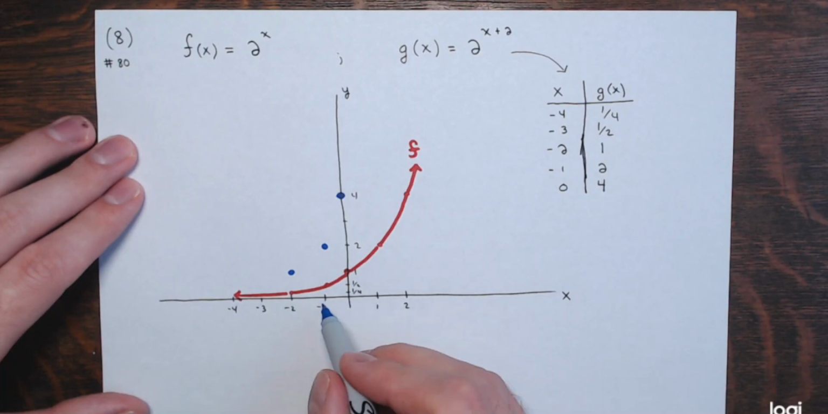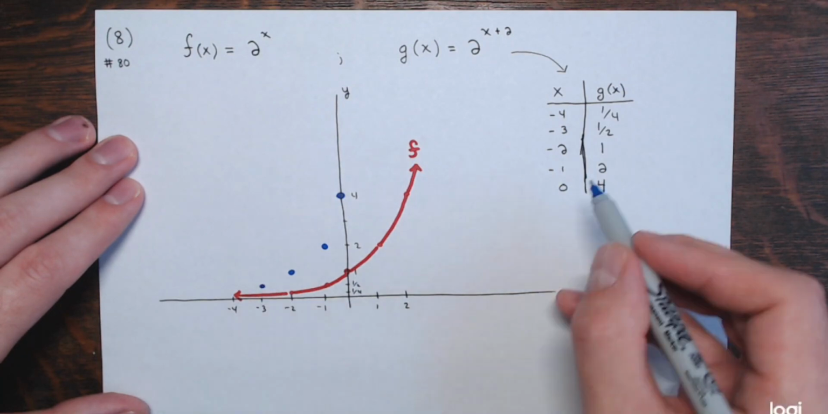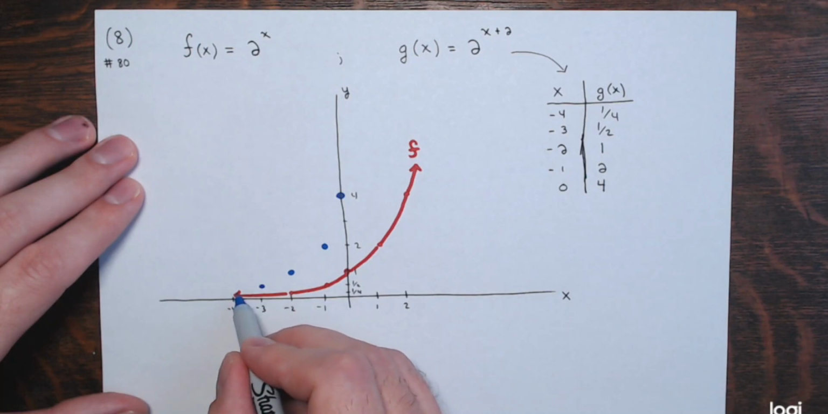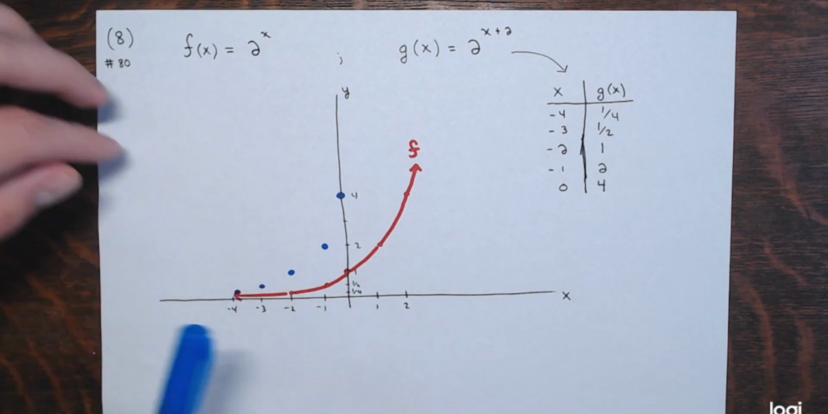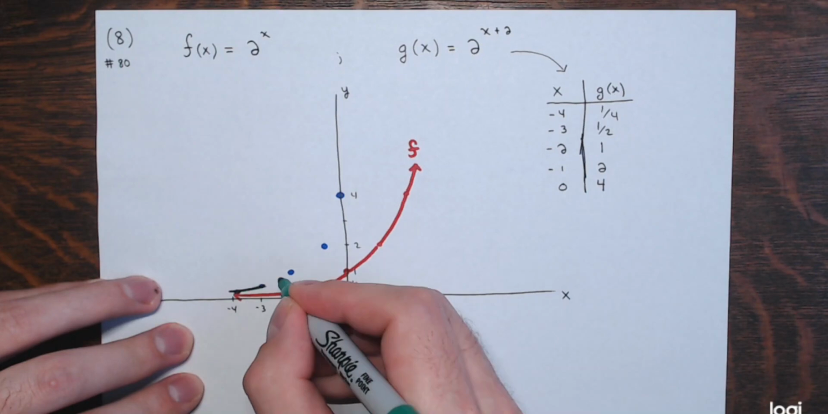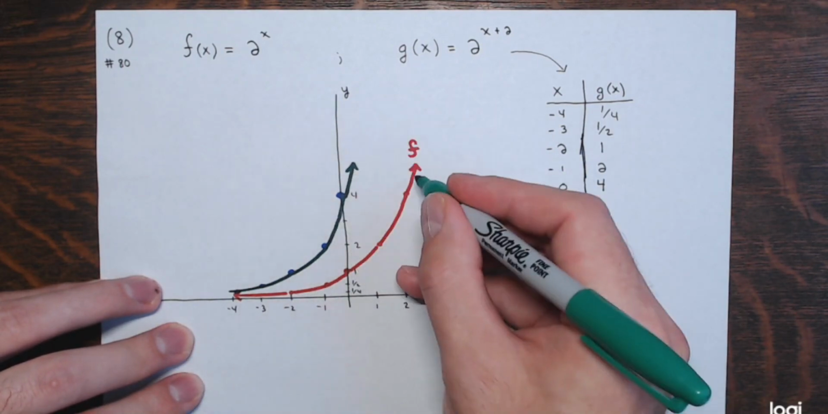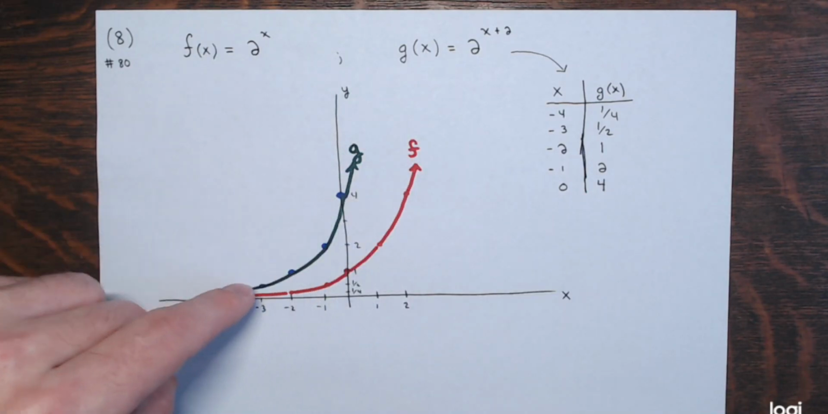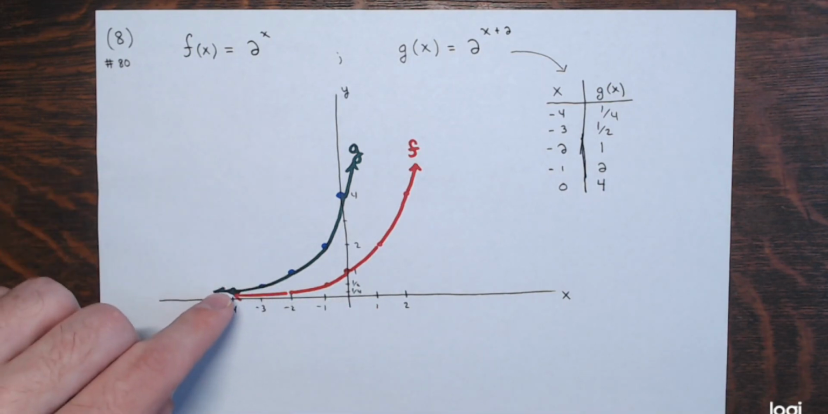Instead of negative 1, 1/2, I have negative 3, 1/2. Instead of negative 2, 1/4, I have negative 4, 1/4. 2 units to the left, 2 units to the left. So this graph of g is always above the graph of f, but just, there's g, 2 units to the left. And the graph will approach the x-axis as well. As I go left, it's still positive, just smaller and smaller and smaller.